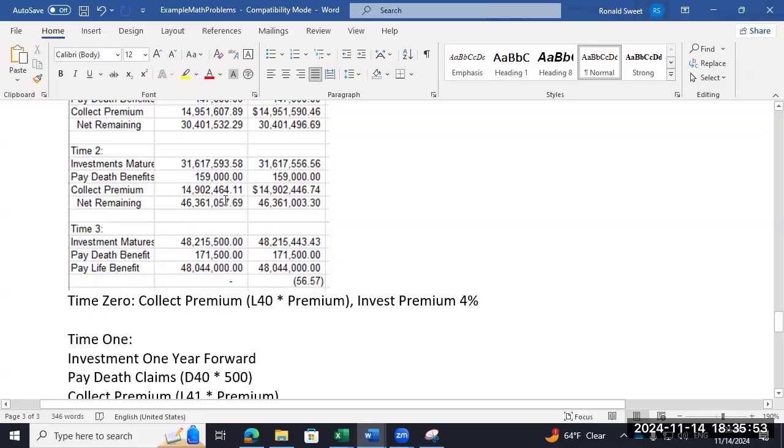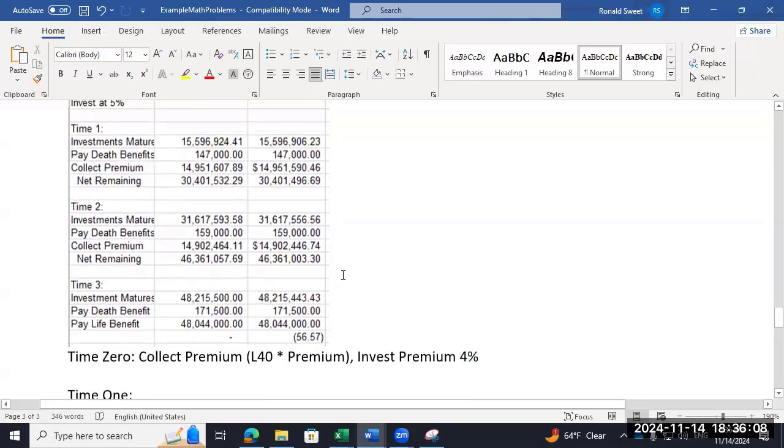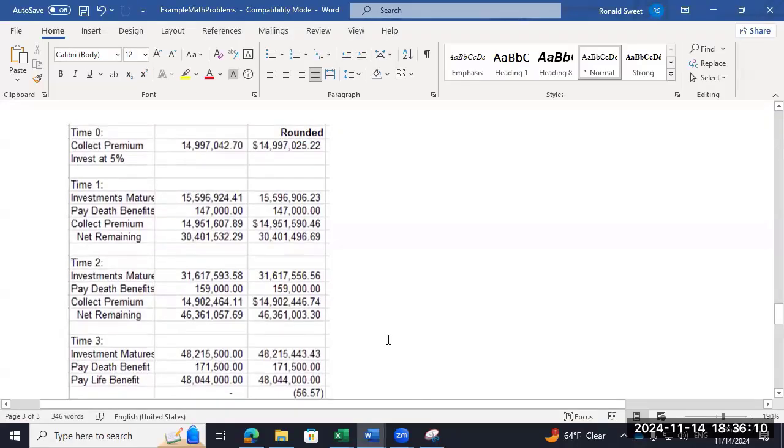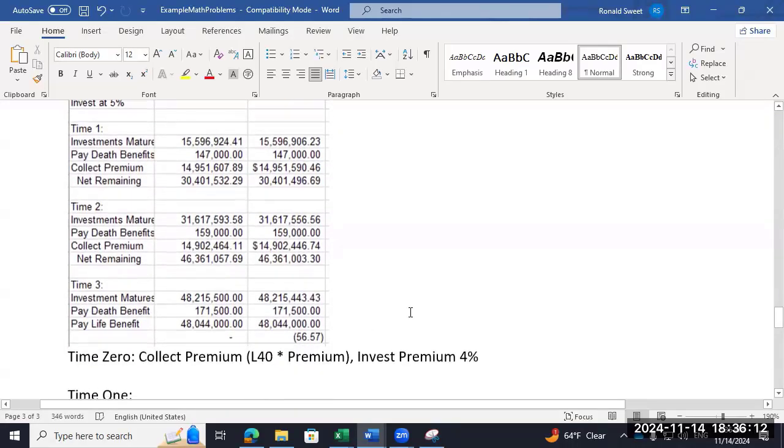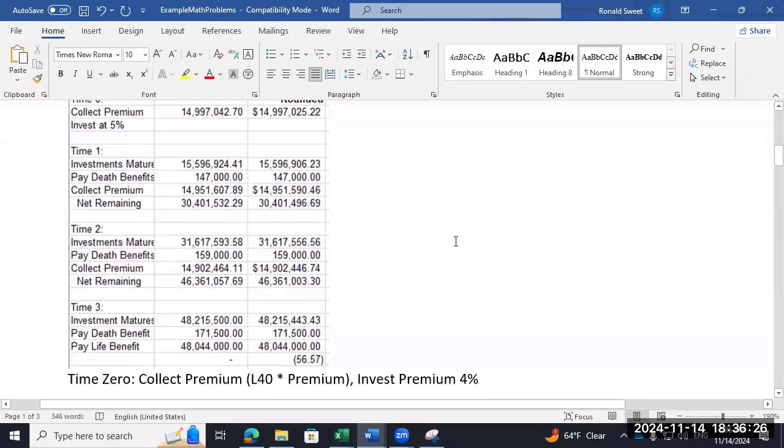Collect another premium. You got 46 million. Bring that forward at 4%. Pay the D42s. Pay the L43s, and you should have a 0 at the end. With the rounding, I was off by 56 bucks. So that's what it should look like there. Any questions on that? Anybody get in the ballpark?